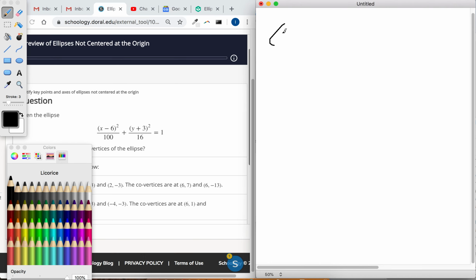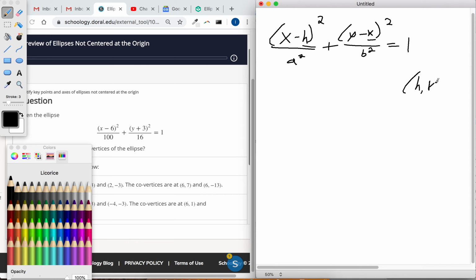So when you're graphing an ellipse, this is the standard form of an ellipse. What we can get from this standard form is that h comma k is the center, like the equation of a circle if you've ever worked with that before. And then a and b are the length of the axes.